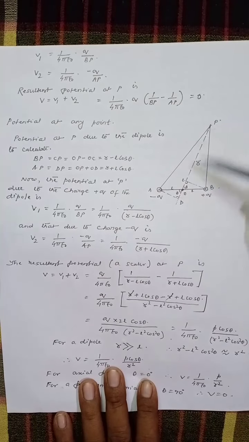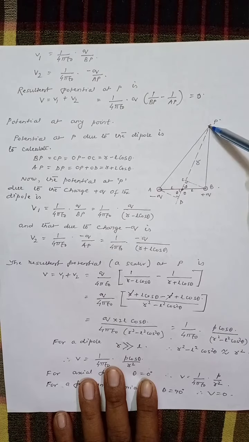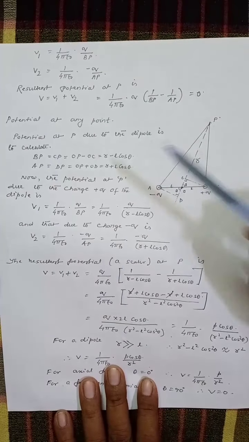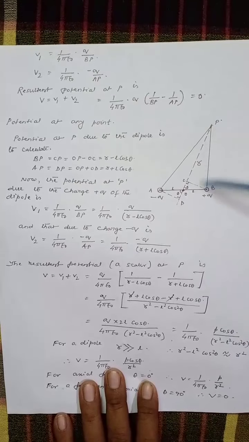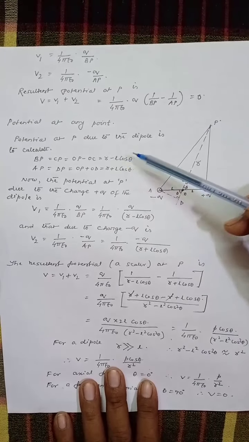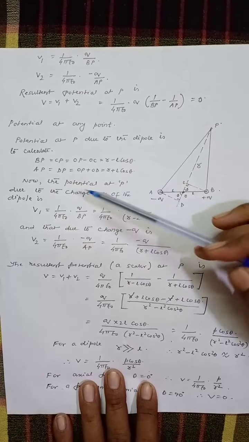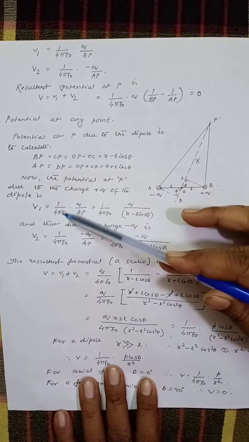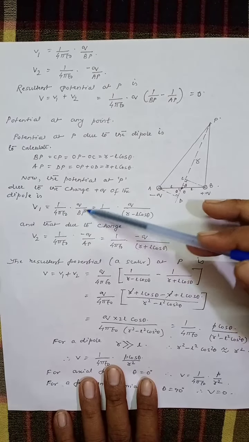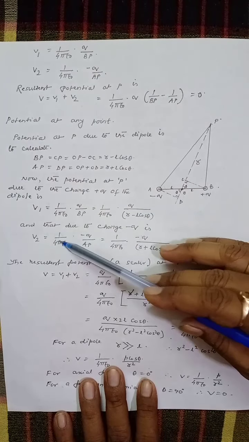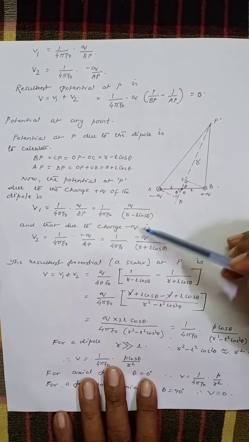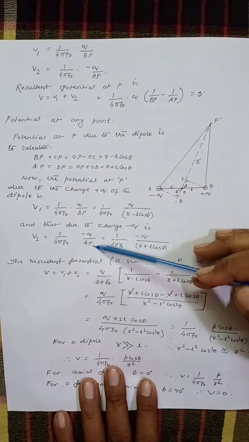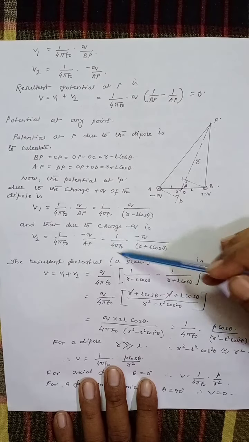Similarly, AP is nearly equal to PD, and PD is equal to OP plus OD, that is equal to R plus L cos theta. So we are getting the distances BP and AP in terms of R, L and theta. Now potential at P due to the charge plus Q of the dipole is V1, which is 1 by 4 pi epsilon naught Q by BP. Substitute the value of BP here. And potential at P due to minus Q charge is given by V2, which is 1 by 4 pi epsilon naught minus Q by AP. Put the value of AP and we get this term.